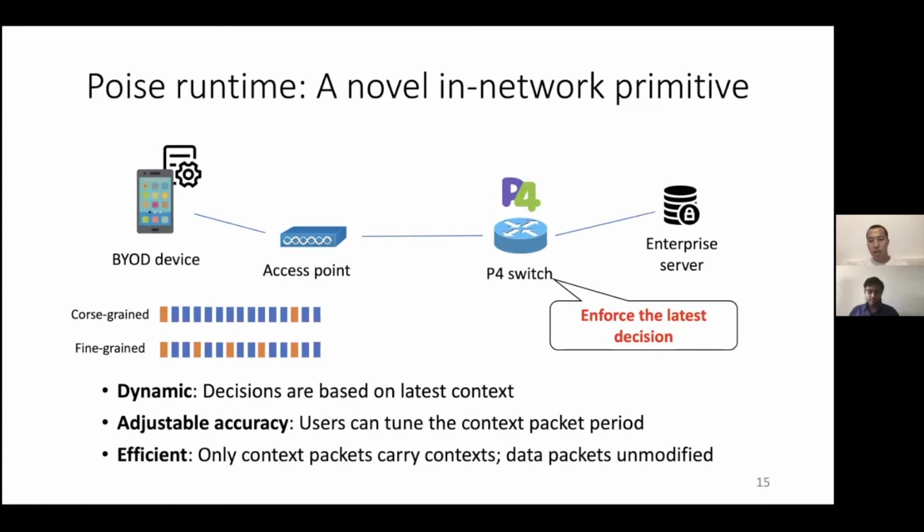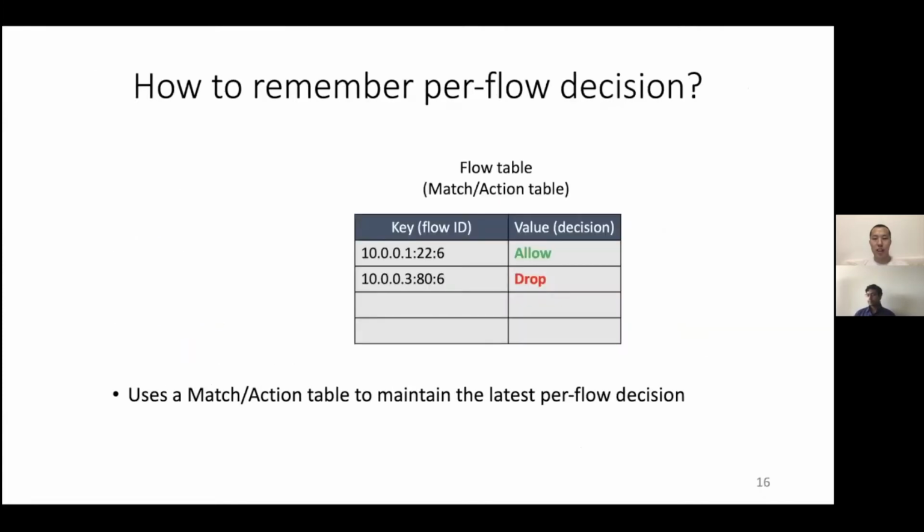Next, I will be talking about some more details on the P4 switch. The key point here is that the P4 switch has to remember the decision for the following data packets. And we realize this using a flow table. It keeps per-flow information. For instance, the flow table might look like this. It has the flow ID as the key and the latest decision as the value.